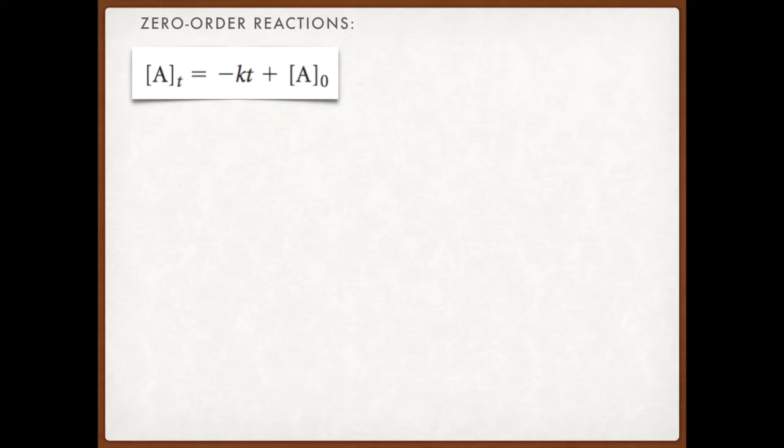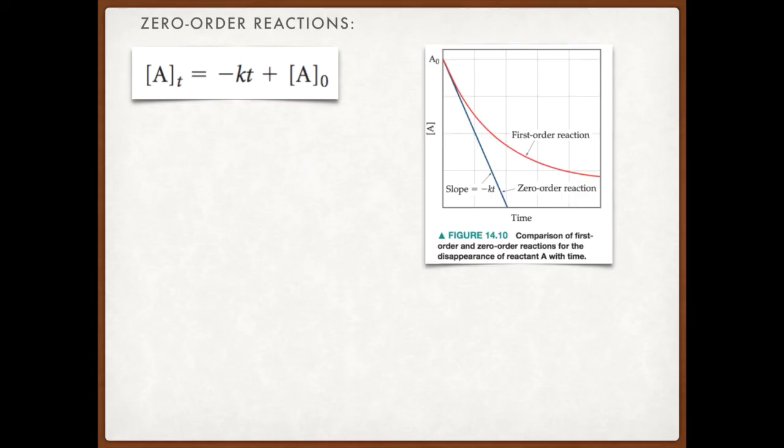For a zero order reaction, this is my equation. Notice it's just concentration equals negative kt plus A naught. So what the graph would look like here is a negative linear slope for just the concentration on your y-axis, not ln of your concentration and not 1 over your concentration. And so if it's a linear negative slope for just concentration on your y-axis, then you're zero order. Zero order means that the rate does not depend on the concentration.